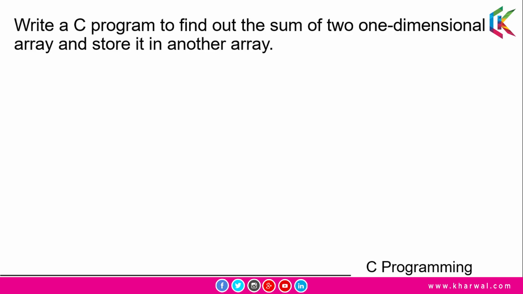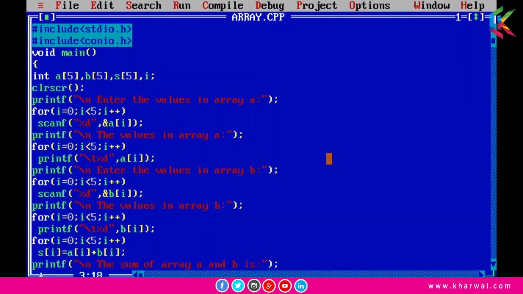So guys, let me open up the Turbo C++ compiler. So guys, in this program we will learn how we can find out the sum of two one-dimensional arrays. So I have declared three one-dimensional arrays of size 5: A, B and S. So first of all, I am taking input from the user for the array A by using this scanf function. After that, I am printing each element from this array A by using this for loop.